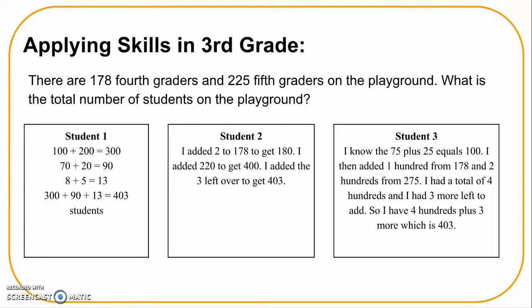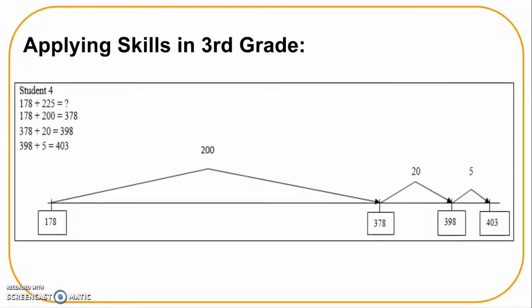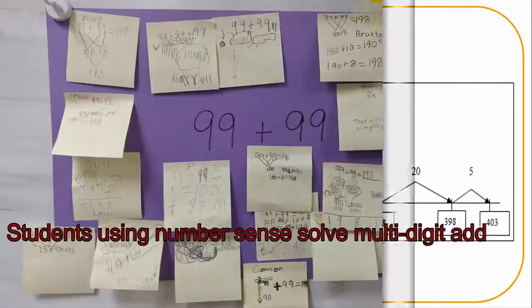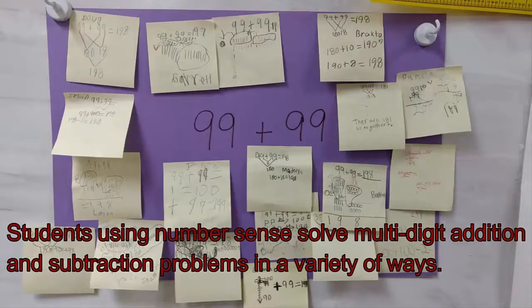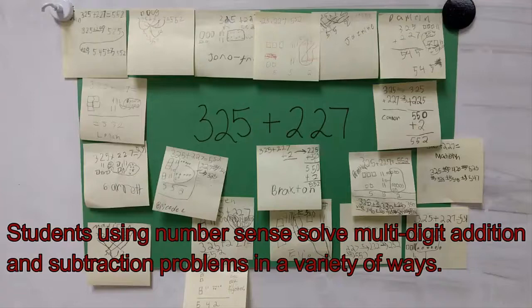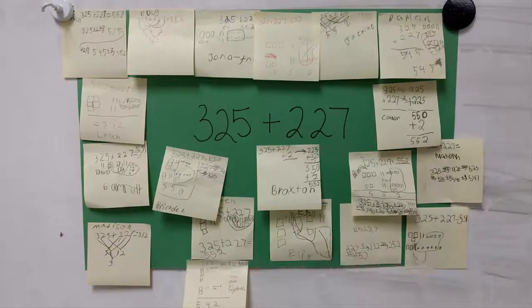While Student 1 added by decomposing the numbers, Student 2 used compensation to make friendly numbers. Student 3 and 4 then added up in chunks. Students transition to the standard algorithm in 4th grade. Introducing the algorithm too early can unfortunately lead to many common misconceptions.